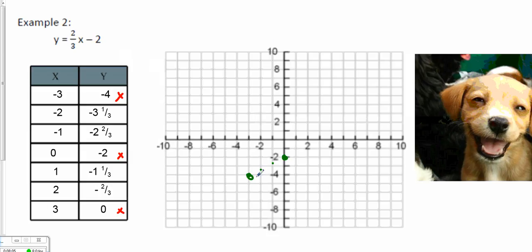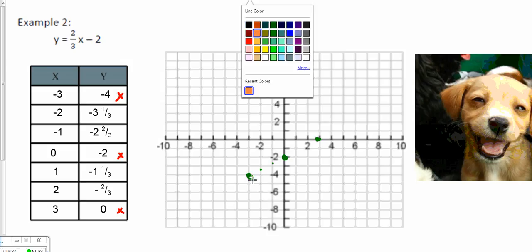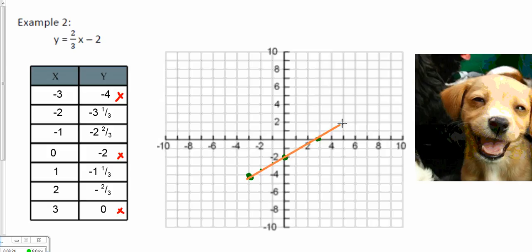Okay, those are going to happen here, here, like we said it would, 0 and -2, and then 3 over and 0 up. So right here. Now those will all fit on this line. I'm going to use an orange line. It's going to look like this. So stretch that out, put your arrows at the end. That's the graph of our line.